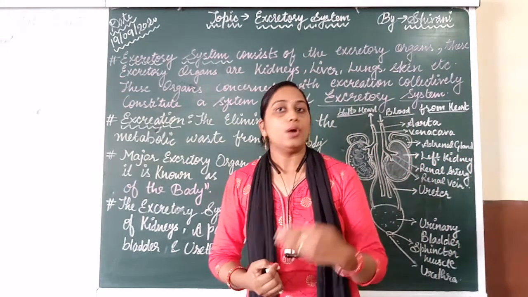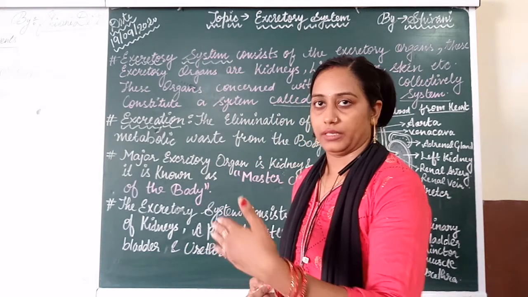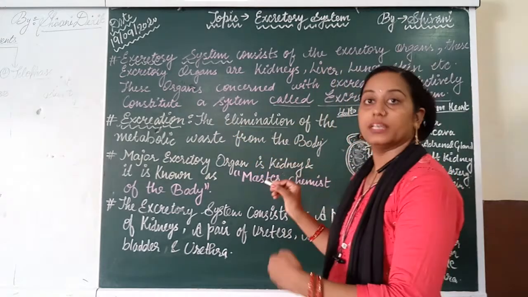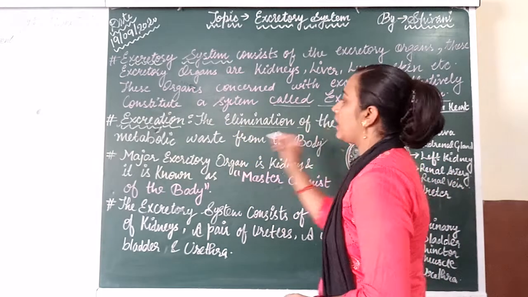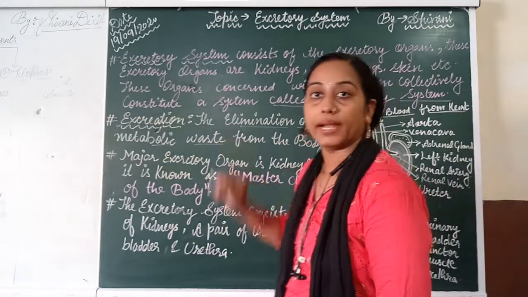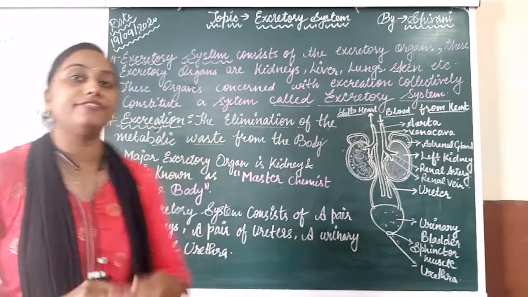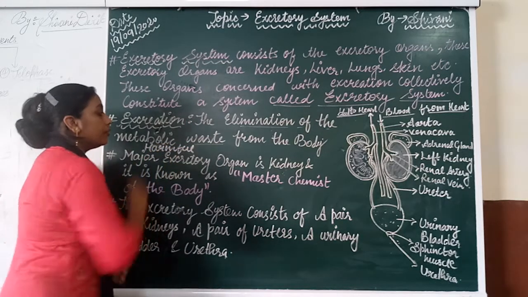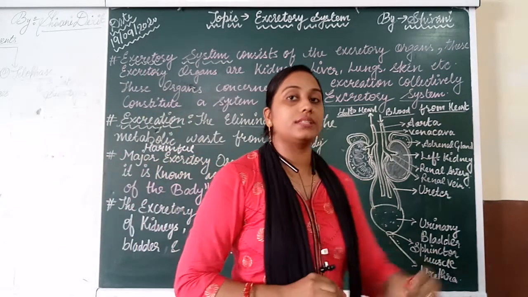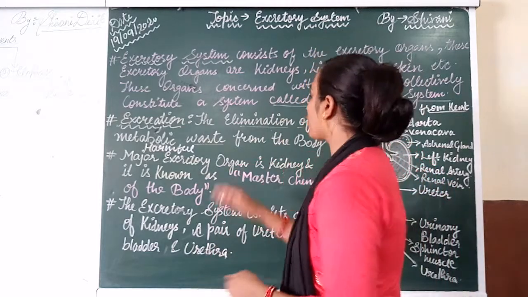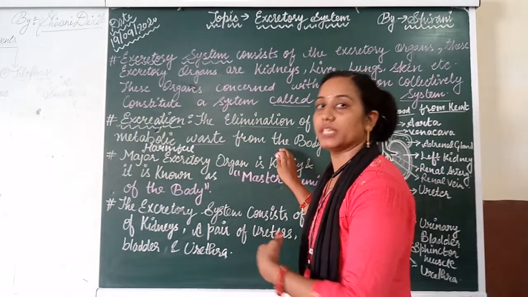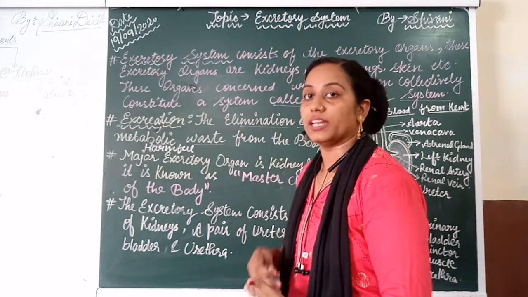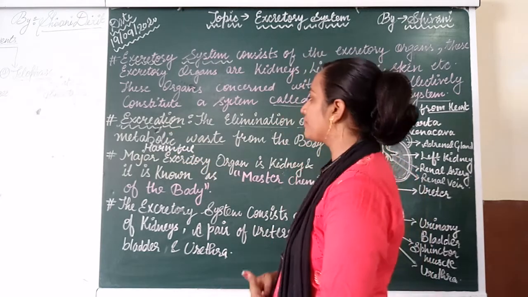If we define the meaning of excretion, it means the elimination or removal of metabolic waste. Metabolic waste means harmful waste. Harmful waste released, removed or eliminated from the body, that process is known as excretion. This excretion is done by the excretory system of the body.